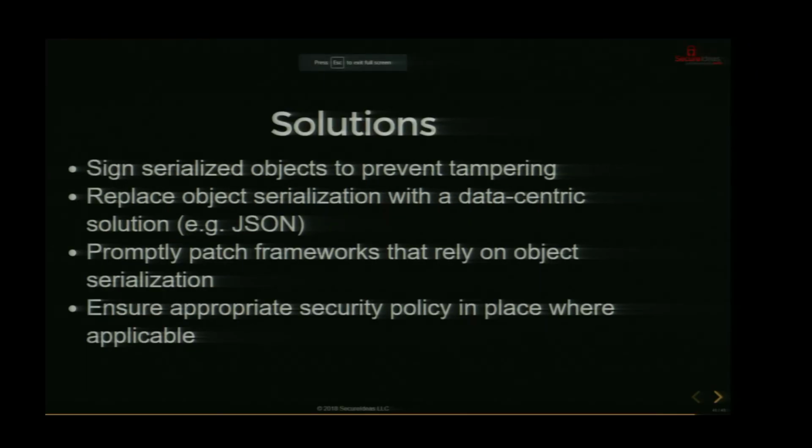One is you can sign objects, right? So you could take the object, serialize it, and then wrap it in a signature that you then check before you deserialize the object. If you're stuck with serialization and you want to keep it there, that's really what you should be doing. That way you prevent any tampering with it. Option 2 for a solution: just don't use serialized objects at all. Replace that with something else like JSON.